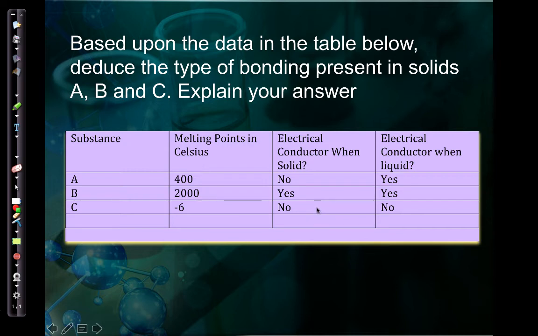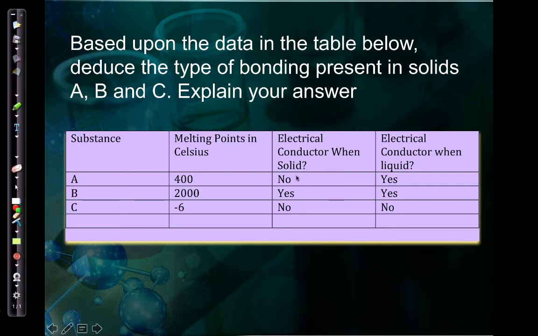And if you have graphite, graphite will conduct electricity, but then we go back and look at the melting points. Graphite's melting point is not going to be quite this high. So this has a high melting point. It does conduct electricity as a solid. It's probably going to be a metallic bond.